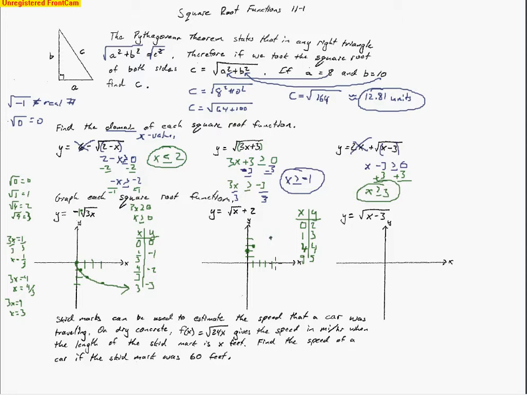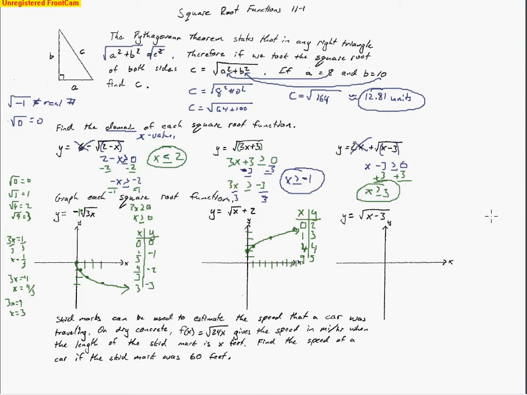And then 9 spaces. There's 4, 5, 6, 7, 8, 9. It'd be about right here. I got to go up 5. So I got another point somewhere over here. And this is what the graph looks like. So that's what we have. And so it kind of looks like half a parabola on its side.